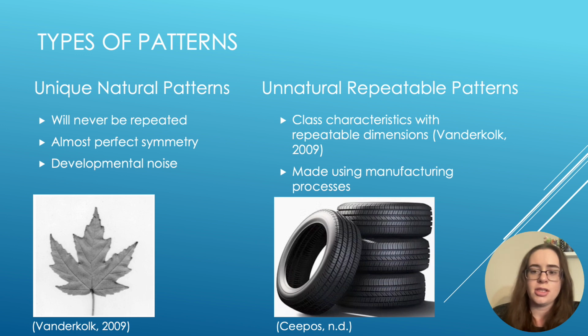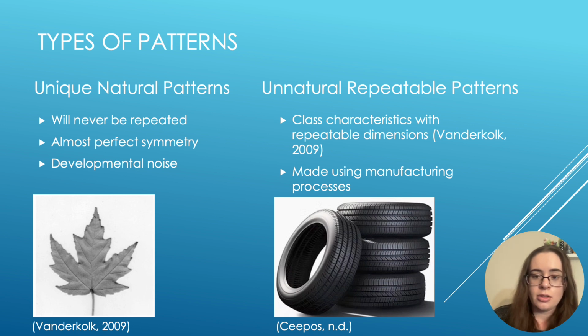Continuing on with our discussion of natural and unnatural objects, natural objects can have unique natural patterns. These natural patterns will never be repeated and are unique to that object. I previously mentioned that the form can be generally symmetrical, but the pattern cannot. Instead, the pattern can have almost perfect symmetry or be asymmetrical. Developmental noise is what causes this break in symmetry, as natural patterns will have variations caused by various influences. These can be things such as the temperature or chemistry involved in the pattern formation.